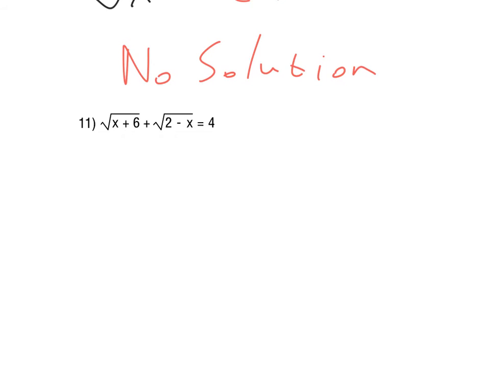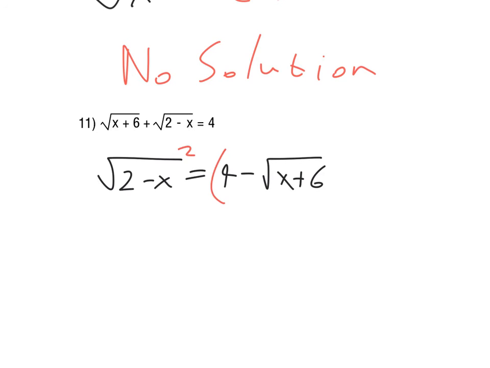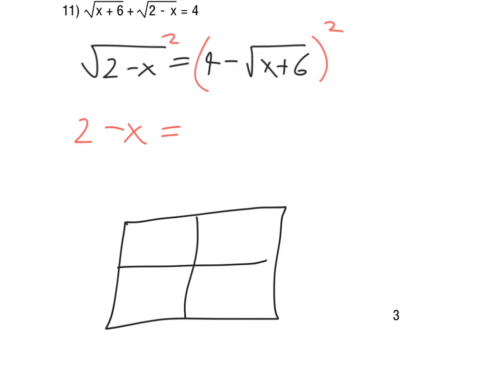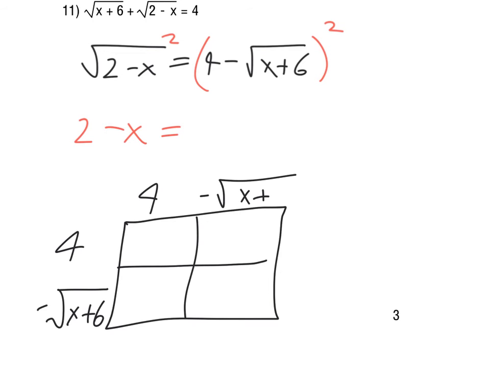I'd probably leave the 2 minus x where it is and do the 4 minus the square root of x plus 6. So we square both sides. On the left side, pretty simple there. The right side, we have to do a little bit more work to figure that out. So I'm going to move down here. And I would set up a box for this because it's fairly complicated. And so we've got a 4 minus, and then a negative square root of x plus 6 here, and a 4 and a negative square root of x plus 6 there.